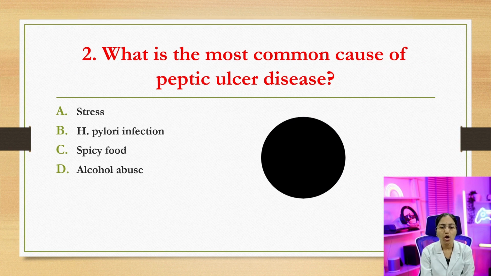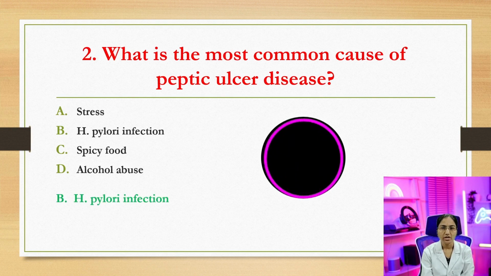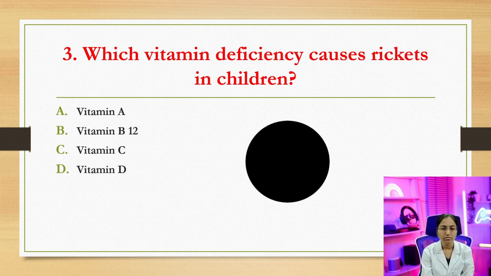What is the most common cause of peptic ulcer disease? Here, these are the options. Right answer is H. pylori infection. We'll move to the third one.